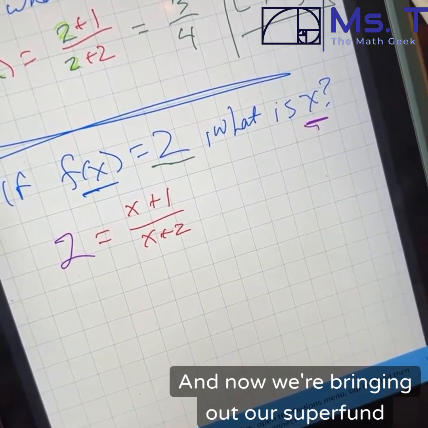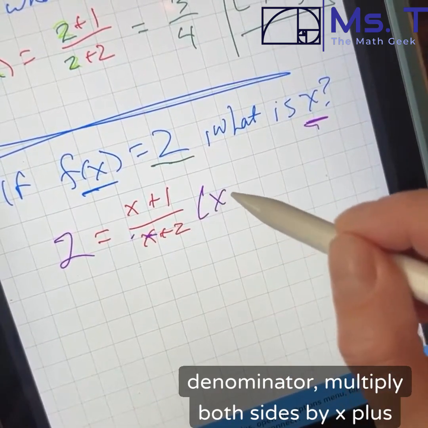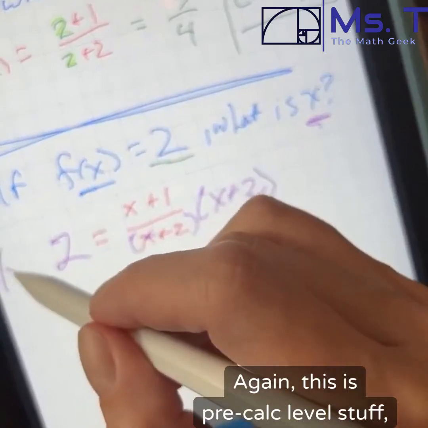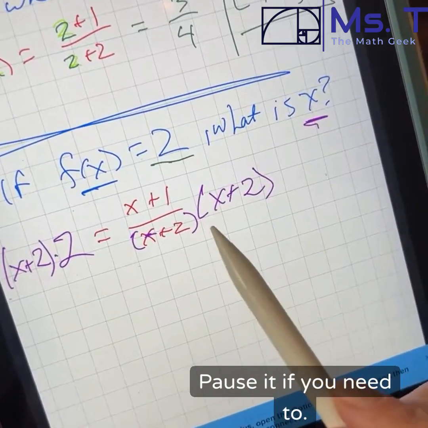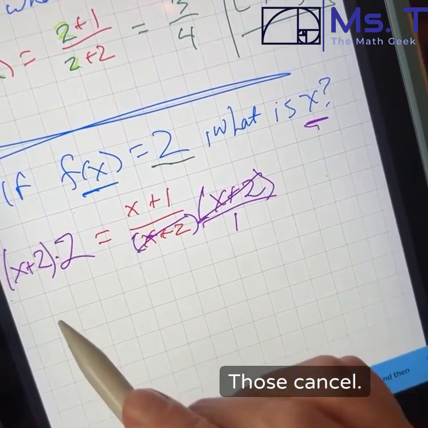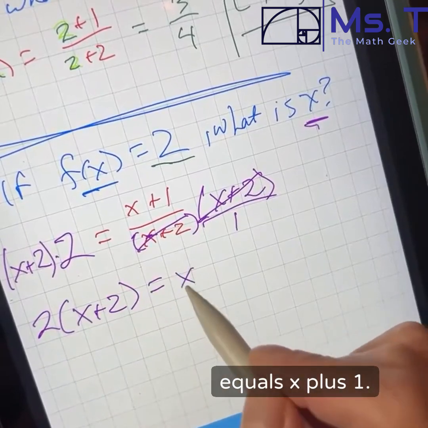And now we're bringing out our super fun algebra. So you've got to get this out of the denominator: multiply both sides by x plus 2. Again, this is pre-calc level stuff, so I'm going a little bit fast. Pause it if you need to. This is x plus 2 over 1. That's x plus 2 in the denominator. Those cancel. So on the one side, you have 2 times x plus 2 equals x plus 1.